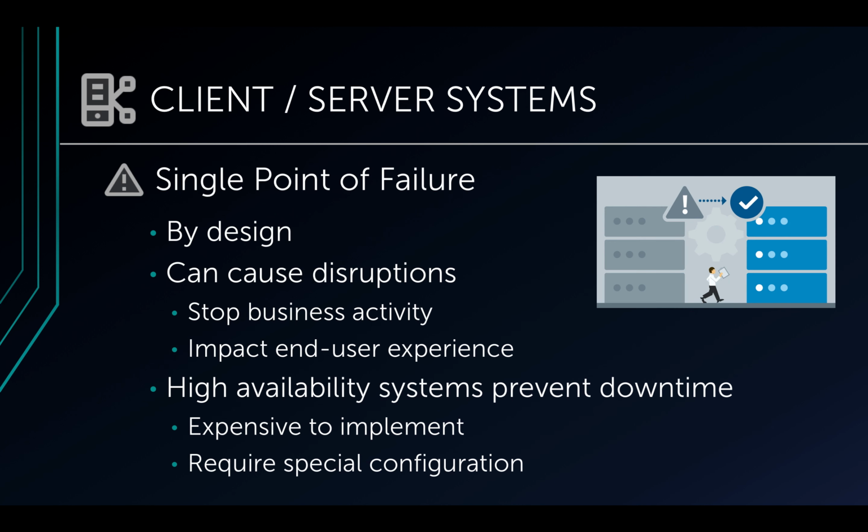Client-server systems by design have a single point of failure. When servers fail, it can stop business activity and impact end-user experience. For instance, when a web server fails, users are presented with websites that partially function or don't function at all. Creating server redundancies can help to reduce the risk of failure. High availability systems help to prevent server downtime, but are expensive to implement and require special configuration.